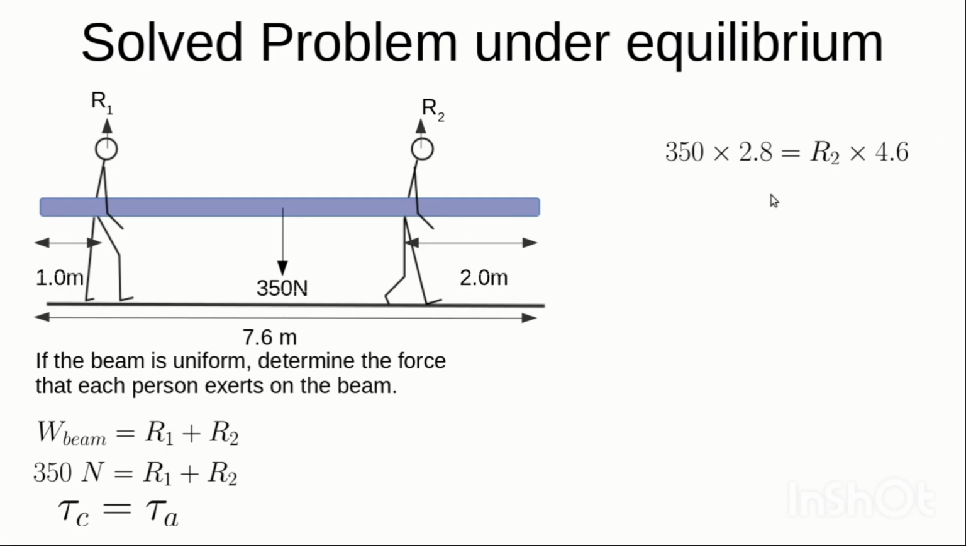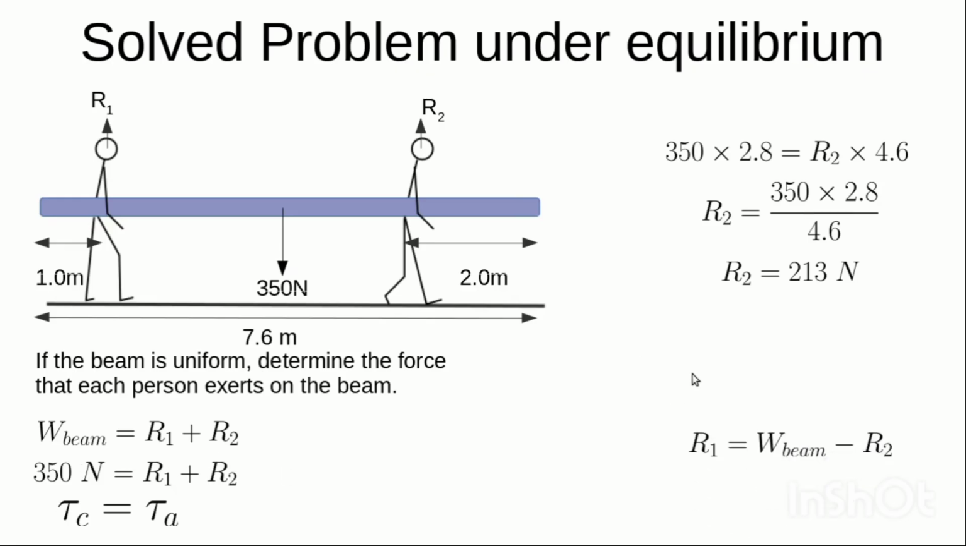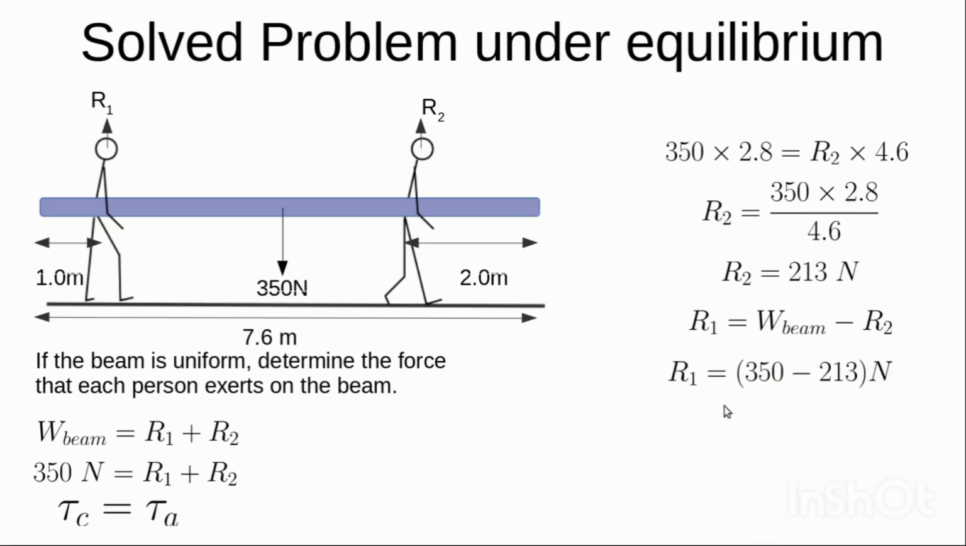At the end of the day, we can make R2 the subject of the formula. We get R2 equal to this expression, and on simplification, we have R2 equal to 213 Newton approximately. Now that we know this, we can slot it into this expression and get our R1. R1 equal to the weight of the beam minus R2, which is already known. Then R1 equal to 350 minus 213. R1 equal to 137 Newton.